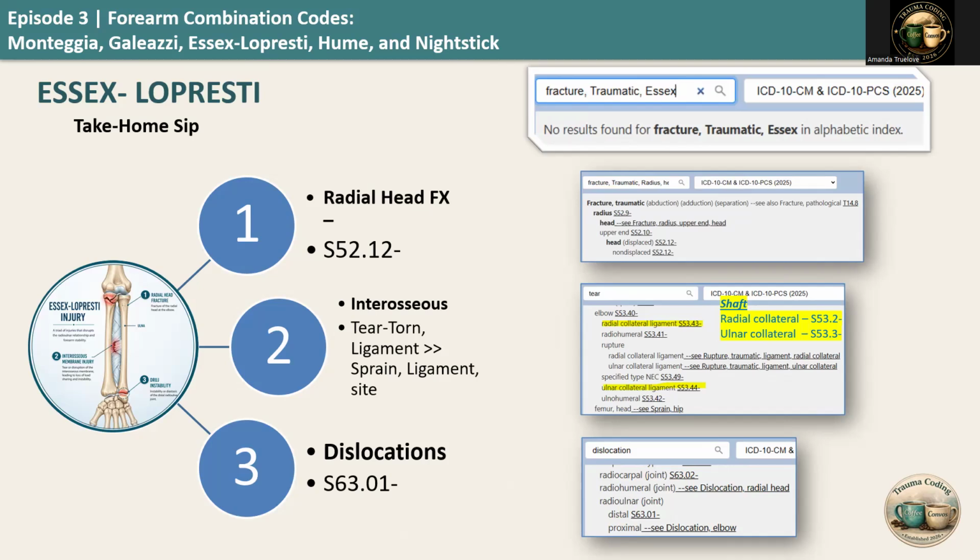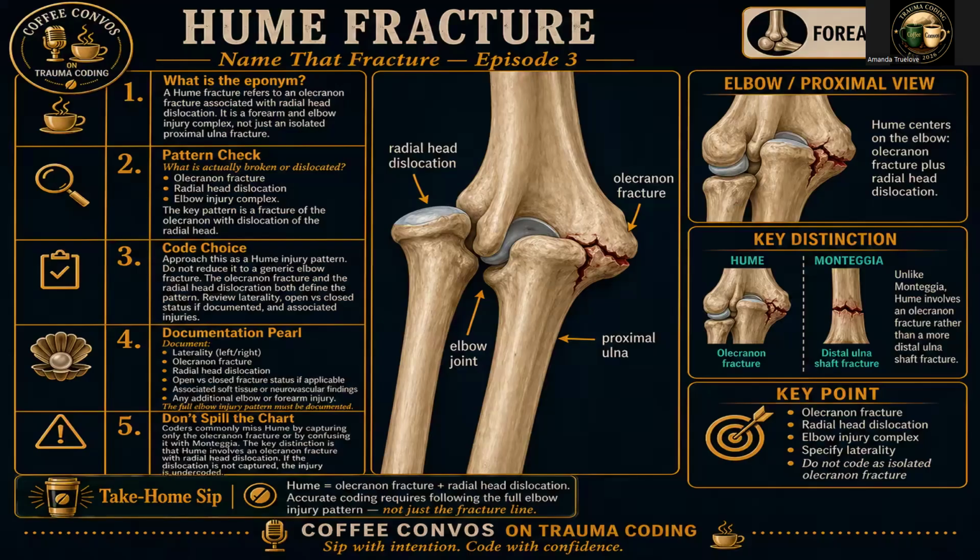Now, your dislocations, of course, are going to be out into the S63.01 because it's that radioulnar joint and it is the distal end. So it would not be assigned to the elbow. It would be down in the S63.01. And of course, you're going to follow all of the conventions and guidelines provided in your tabular list where you will assign that full code from. And that wraps us up with that one. And now we're going to move into the Hume.